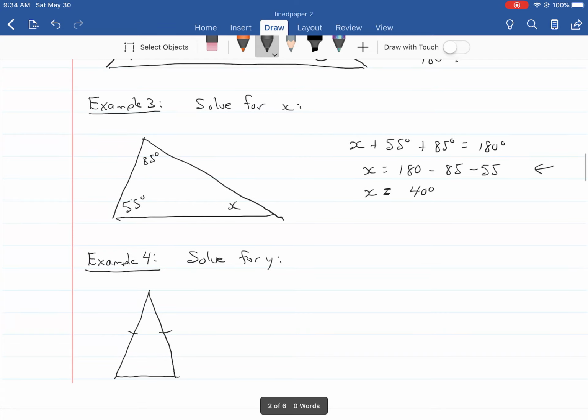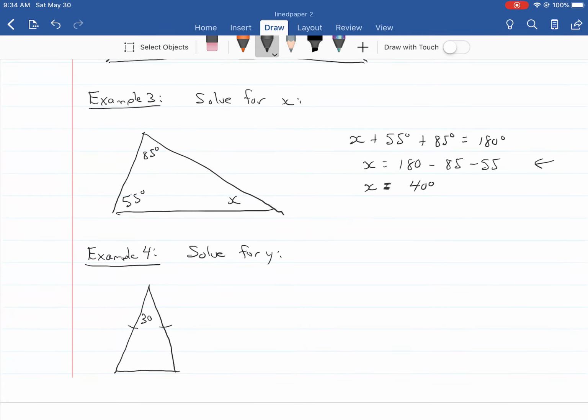I'm going to build a very specific triangle here. 30 and these are both going to be called y. Now, this one looks very difficult because there's two different y's in there like that. And why are they both y like that? Well, this is called an isosceles triangle. Two sides equal. And when that happens, that means that there's two angles that are equal.